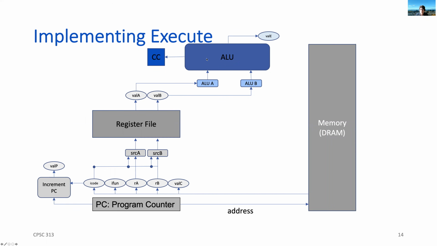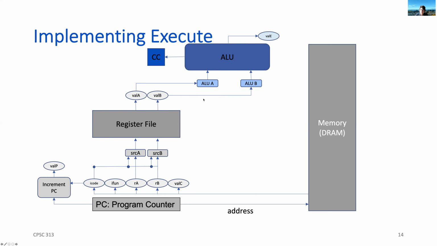Here's our ALU. The inputs will be determined by two blocks of logic that we're going to call ALU A and ALU B. In the normal case, if we're doing, say, an ALU operation, those will just come directly from val A and val B. We'll call the output of the ALU val E for val execute. And then somehow the outputs of the ALU are going to set the condition codes.